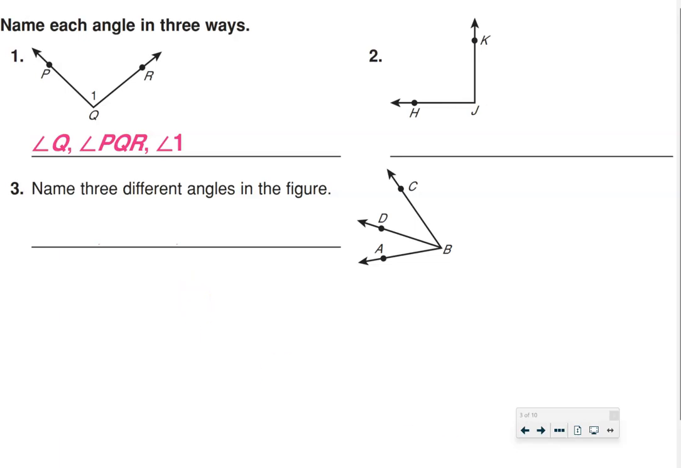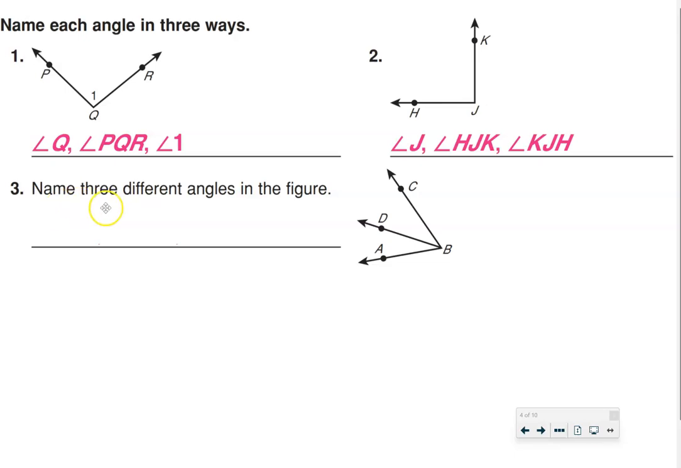Okay, so to name this one, you can say angle J using the vertex. You can say angle HJK, vertex in the middle, or KJH with the vertex in the middle. All right, take a look at number 3 and see if you can name that one.